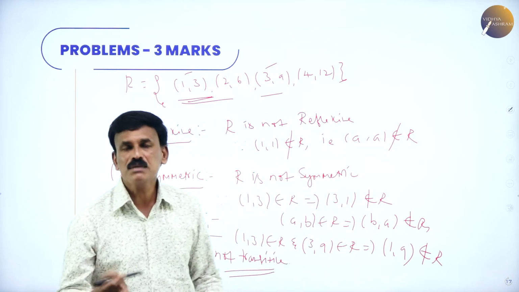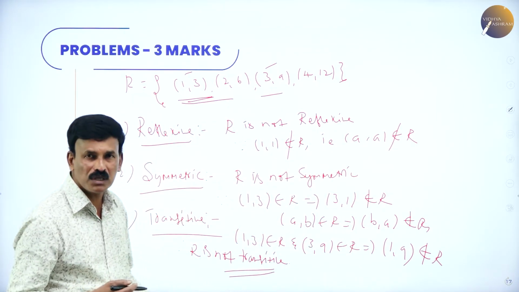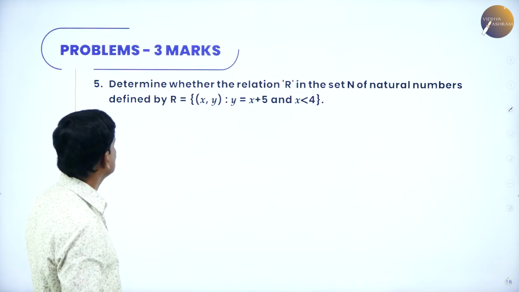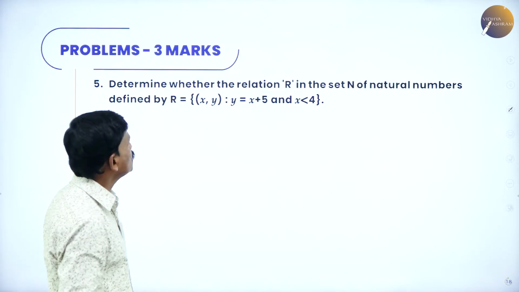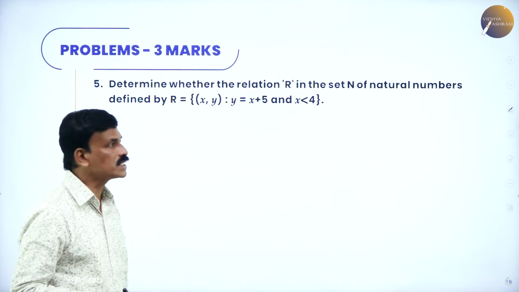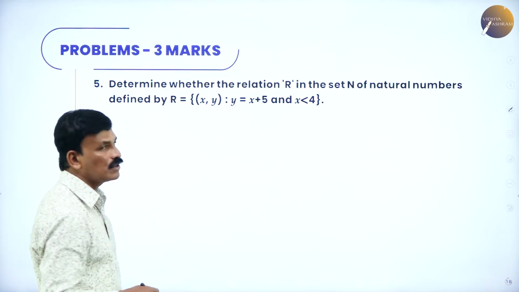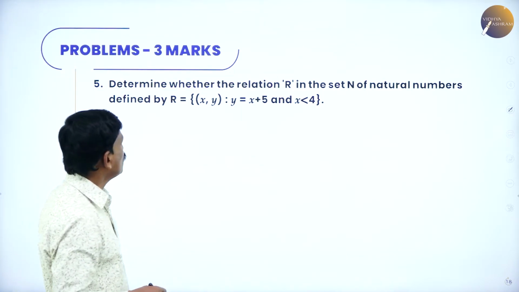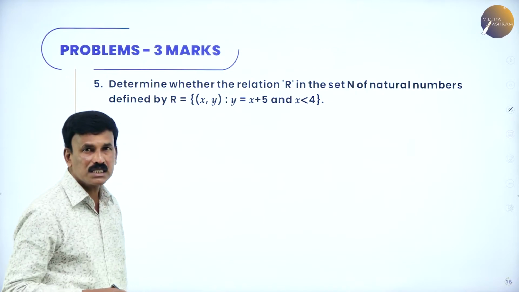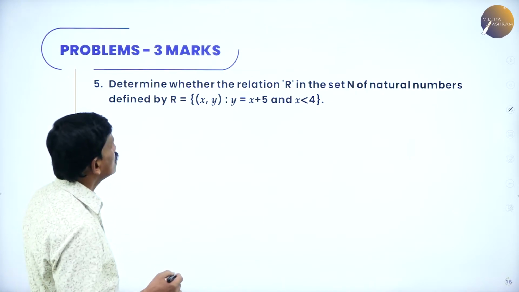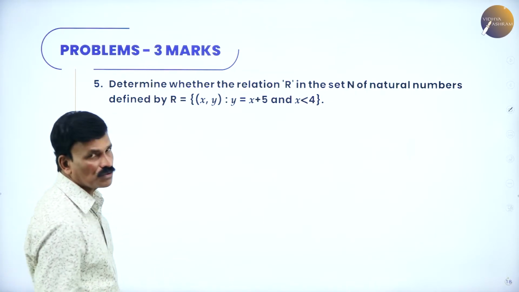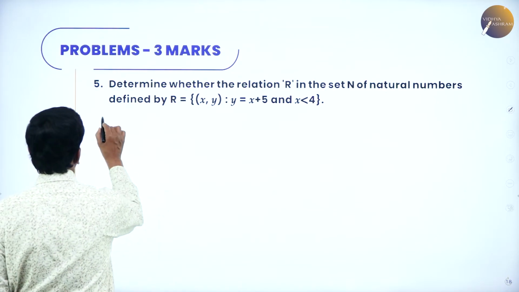Now let us take a similar type problem. Let me solve one more similar type problem. Now let us take this problem. Determine whether the relation R in the set of natural numbers N defined by R is equal to x comma y such that y is equal to x plus 5 where x is less than 4 is reflexive, symmetric and transitive. Okay. Now let us come to the solution.